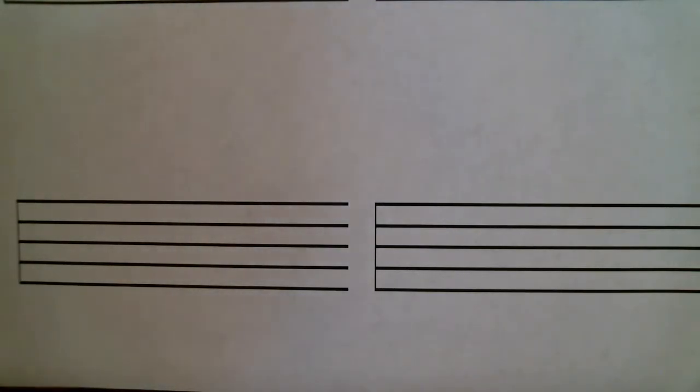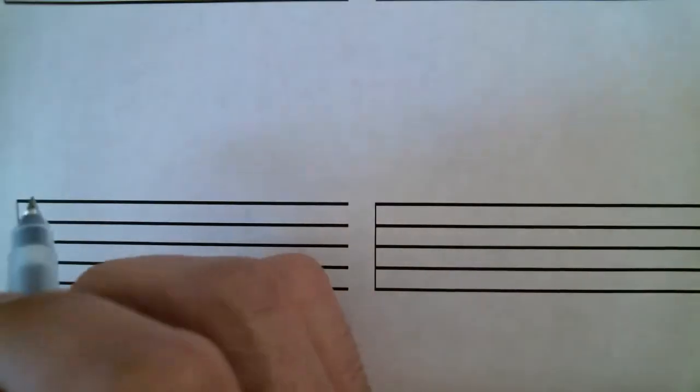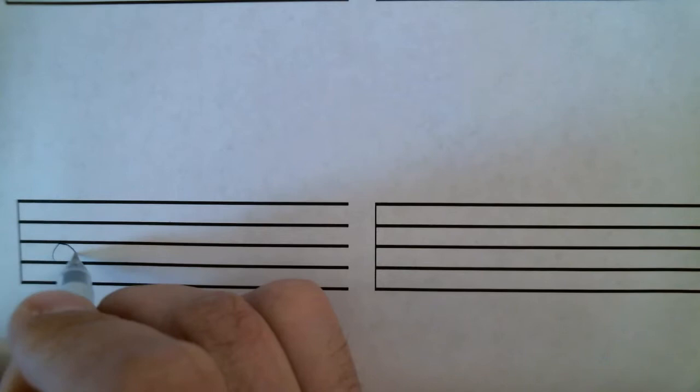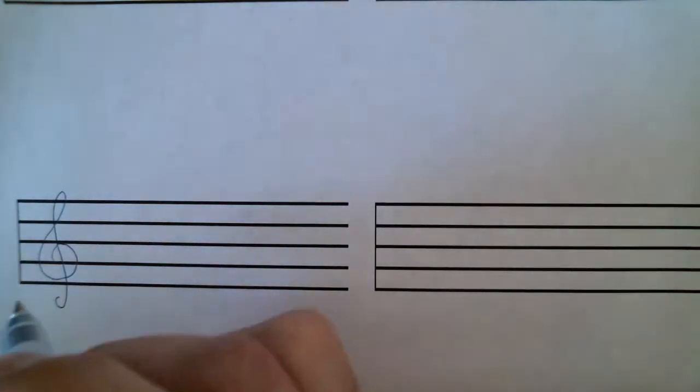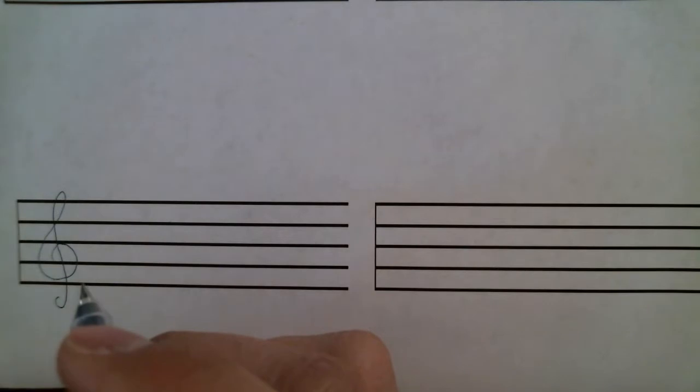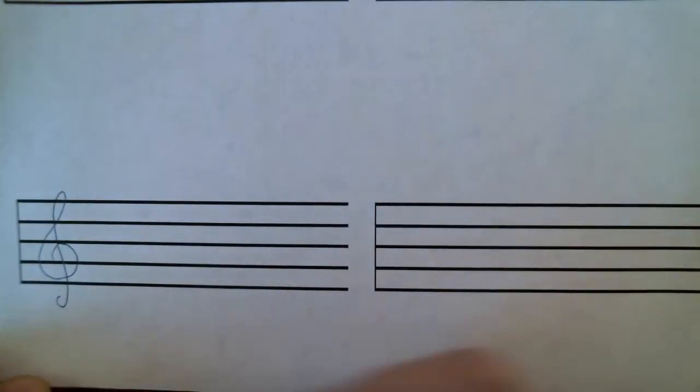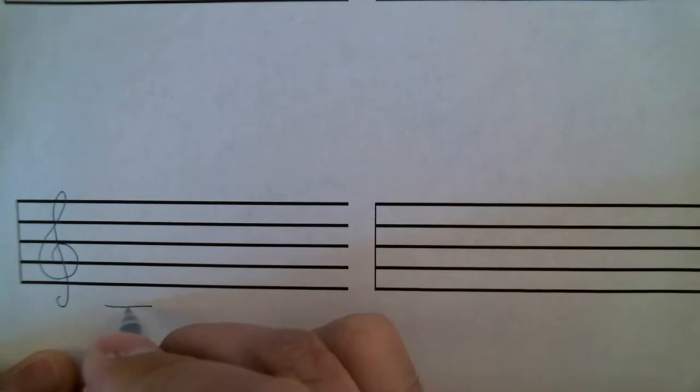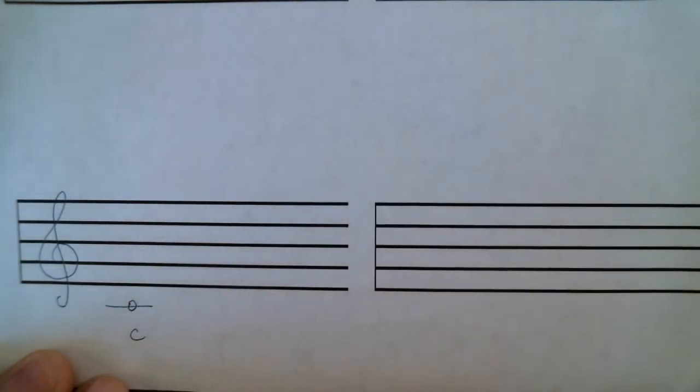Now, how do I find that out? So let's take a look at the steps that we'll need to take to find the minor third. First, let's start with a note. Any note that you want to create a minor third above. So let's say I have a treble clef, and let's say I start with the note C. Here's a C, and I want to find the minor third above the C.